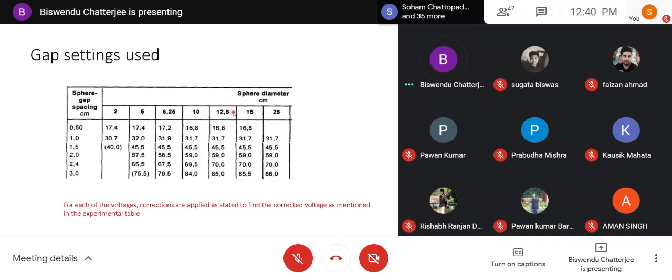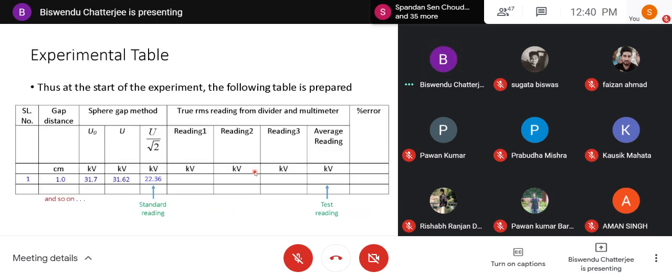It is given for 15 centimeter. 1 is 31.7, 1.5 is 45.5, 2 is 59. I will get from here. Now, U0 and U. What is U at lab condition? How will I get? I have got temperature, pressure, everything. Correction factors, I will convert it. And I will get divided by √2. Why divided by √2? Because these values are peak values, and the meter measures RMS values.